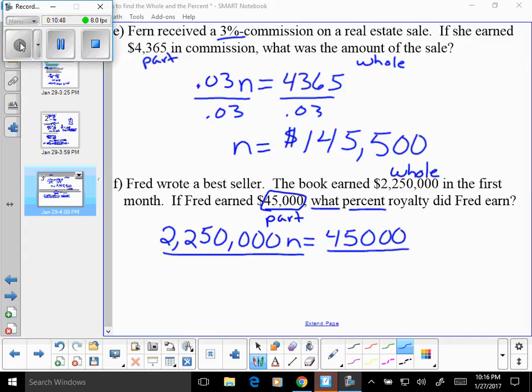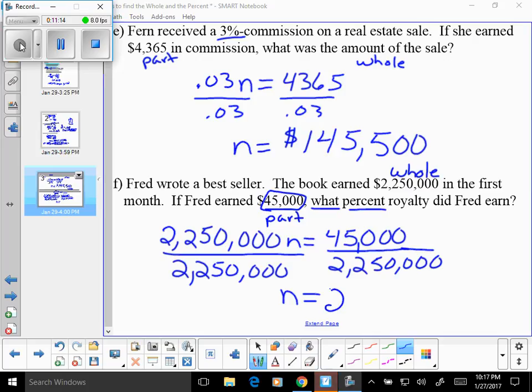Did you get it set up? Now, we're going to divide both sides by the 2,250,000. Now think it through, ladies and gentlemen. This time I do want the percent, so I am going to use my percent key. 45,000 divided by 2,250,000. Second function key, percent key, equals 2%, which is a very common amount of royalty.